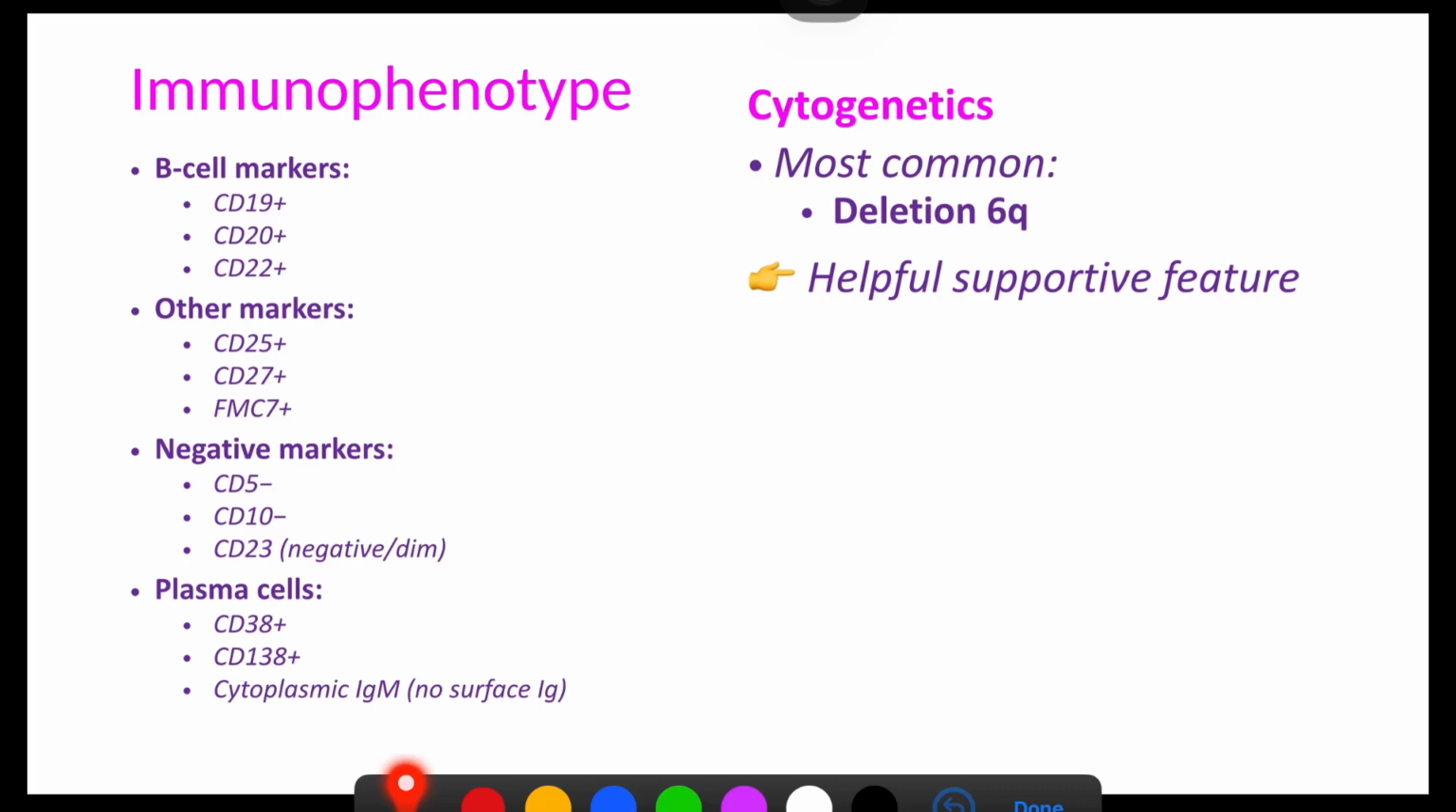Immunophenotype: CD19, 20 and 22 positive. Other markers like 25, 27 and FMC7 are positive. Negative are CD5, 10, and CD23 is negative or dim. Plasma cells are CD38 and CD138 positive, and cytoplasmic IgM is positive. So, this is the hallmark of this disease, and there is no surface immunoglobulin. And cytogenetically it is deletion 6q, which is a helpful supportive feature.